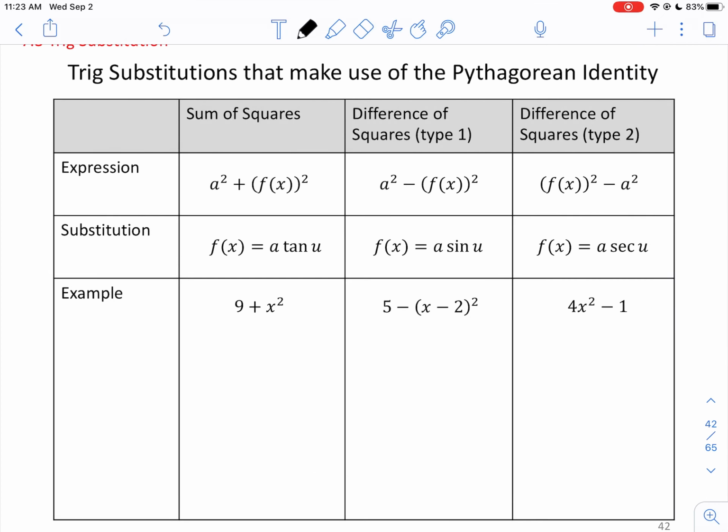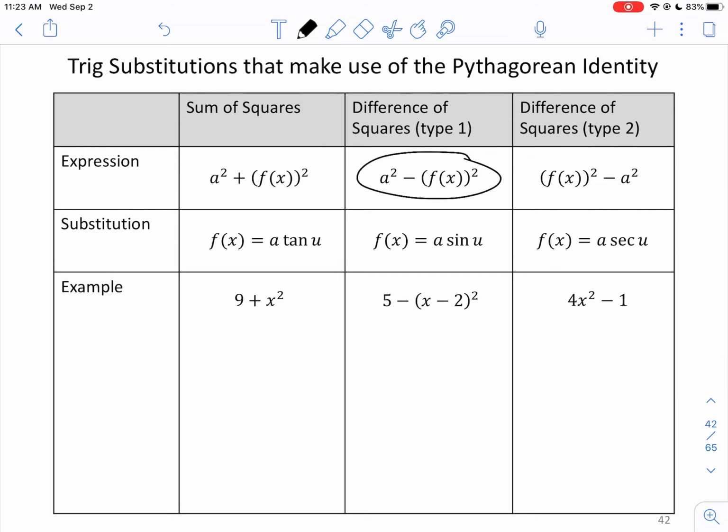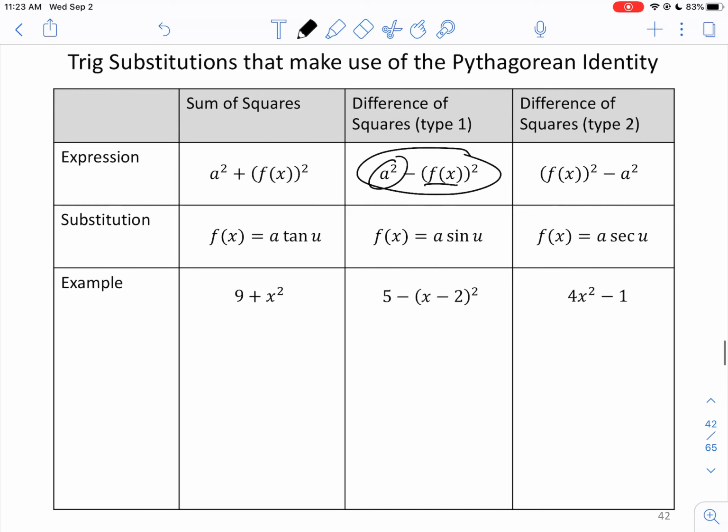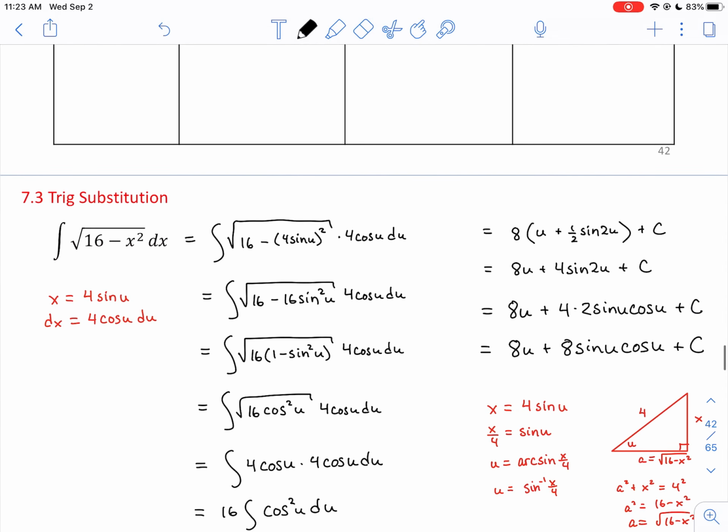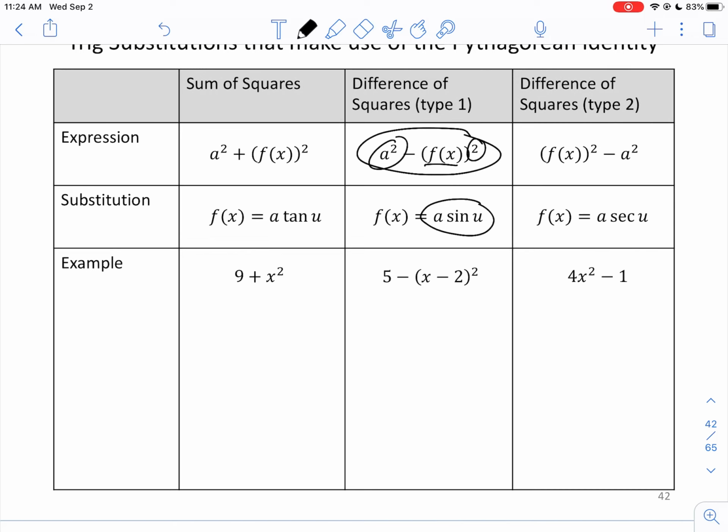There's going to be 3 different scenarios where you're going to want to do some kind of trig substitution so that you can make use of the Pythagorean identity. The one we just illustrated was this case. We had a situation where I had some number, which we're calling a squared, that was the 16, minus some function being squared. In this case, it was very simple. It was a 16 minus x squared. Notice what I let x equal. I let it equal 4 times the sine of u. This is the substitution that you want to do.